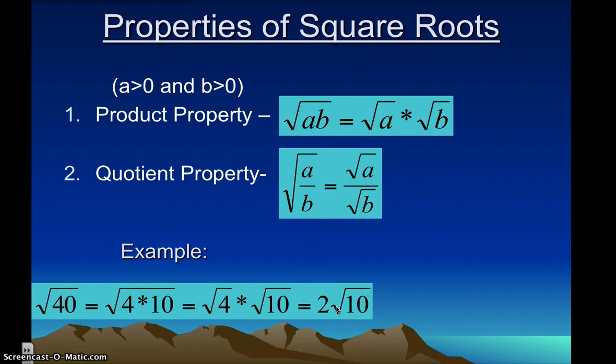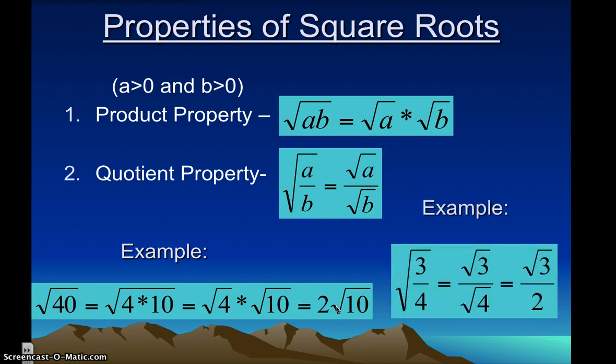The same thing applies for the quotient property. For this example, I have the square root of 3 over 4. Well, when I simplify that, I break them into two separate parts, the square root of 3 over the square root of 4, and you can reduce it. This reduces to the square root of 3 over 2, because the square root of 4 is just 2. Okay, so even though they don't necessarily look like they're simpler, we've reduced it as much as possible, just like you would reduce a fraction.